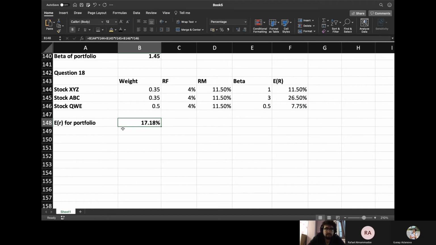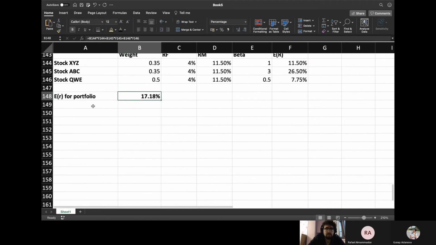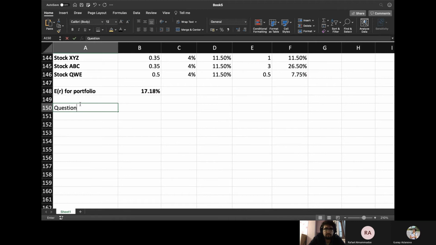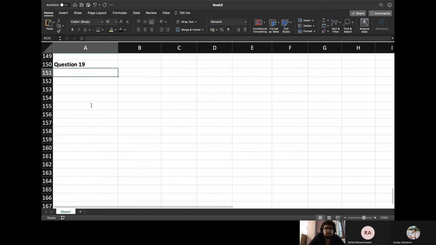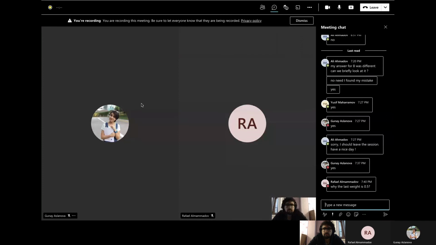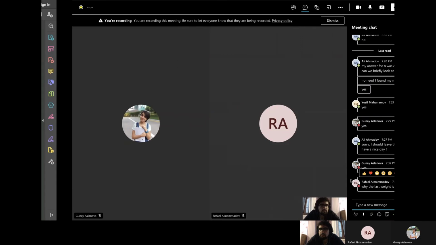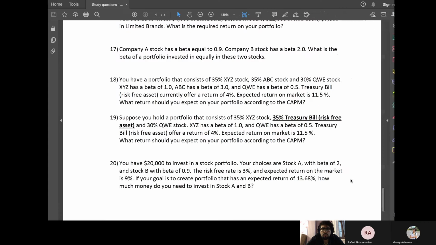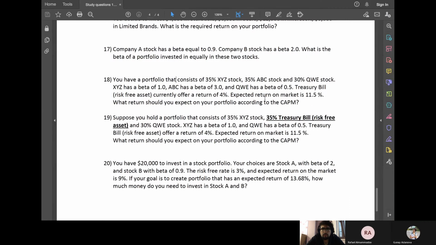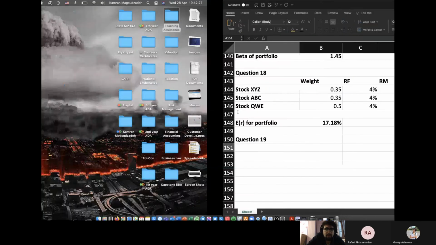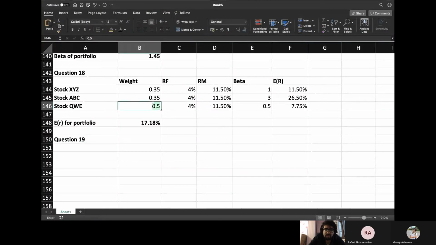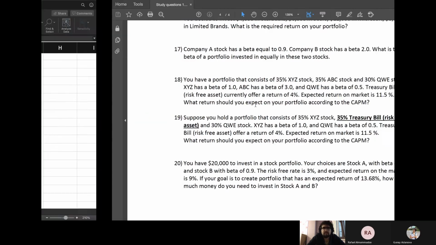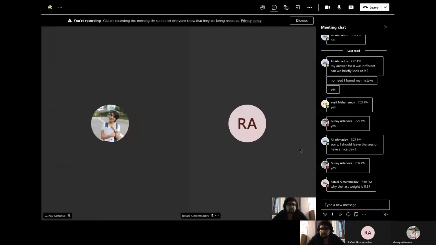It is clear, I guess. Question 19. Why is the last weight 0.5? I'm sorry. It should be, yes, 30%. It's my bad. Sorry, thanks for reminding me.